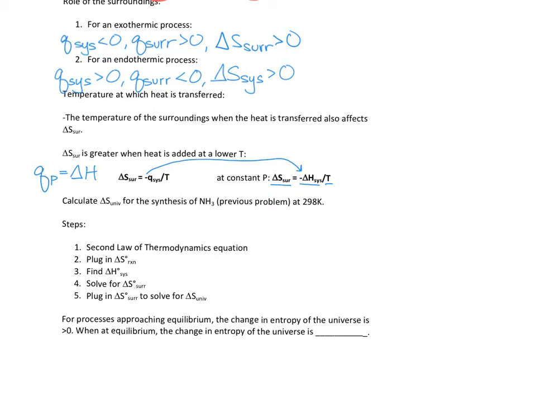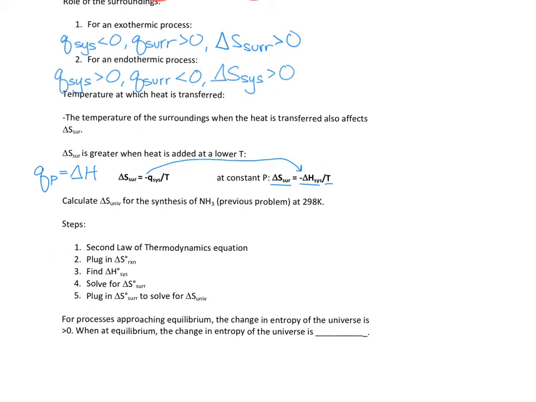So let's do this upcoming problem. Calculate delta S of the universe. So we're really calculating both delta S of the surroundings and the system and putting them together for the synthesis of ammonia, from the previous problem, at 298 K. Here are the steps we are going to employ.